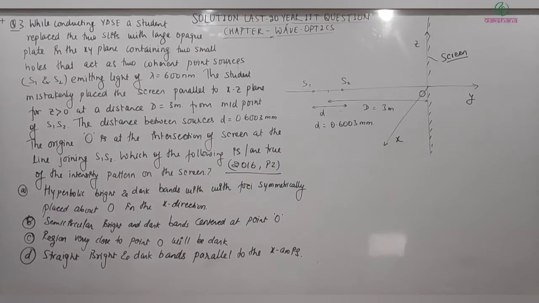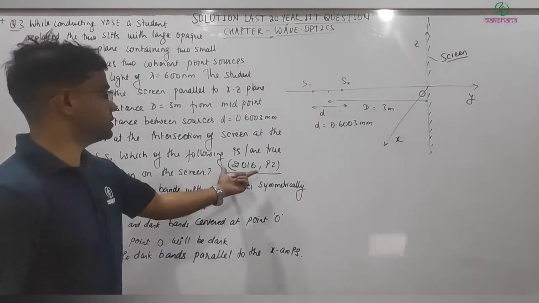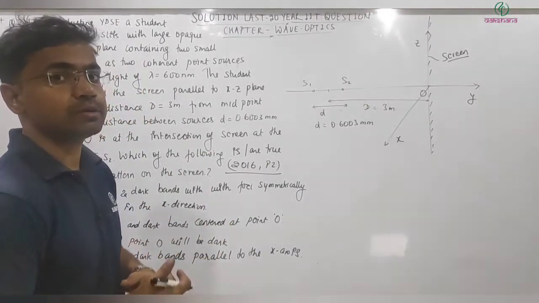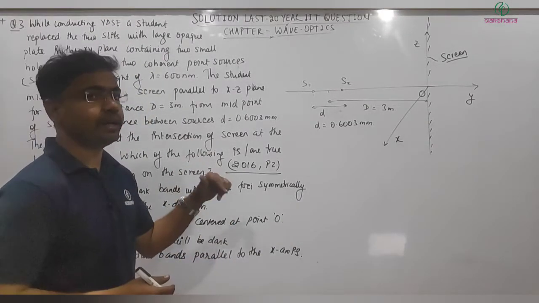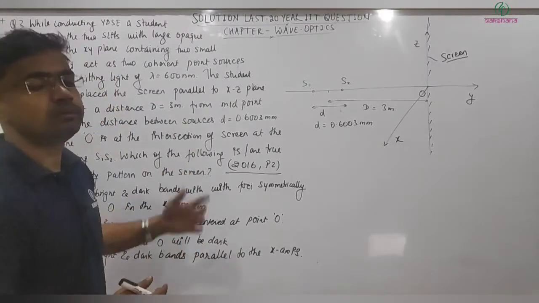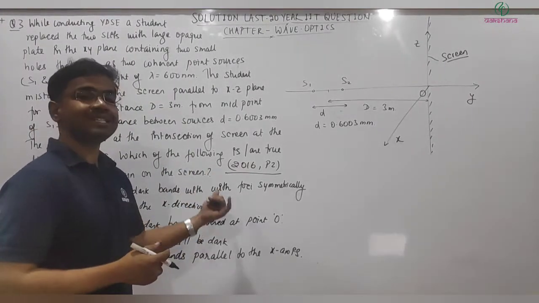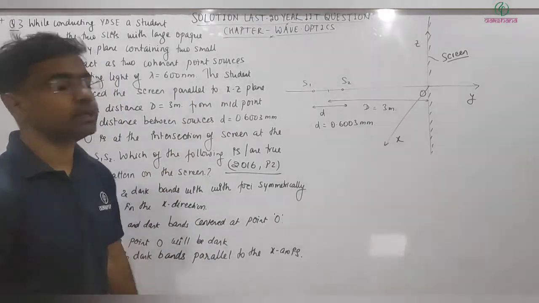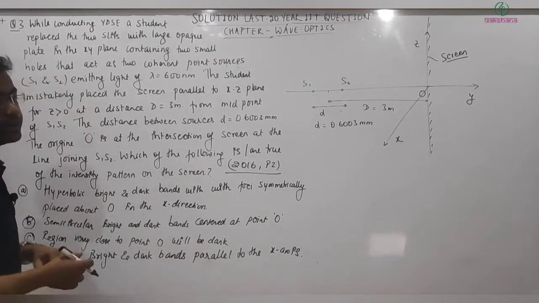Okay, so the next question was asked in 2016 in Paper 2, and the earlier question was asked in 2017. 18 was missed, the 19 question was also asked, similarly 15 was also asked. So you can see that almost every year a question is asked from this chapter. Okay, so first let's see the question.